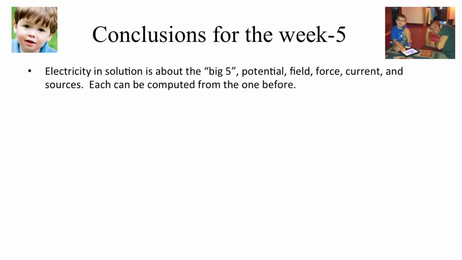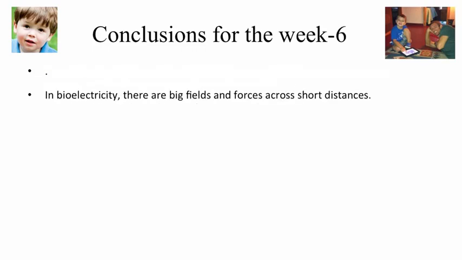In the most technically complex topic for the week, we talked about electricity in solutions in terms of the Big Five: potential, electric field, mechanical forces, current or current density, and sources. And we noted that each one can be computed from the others. So actually, if you know any one of them at every point in space, you can compute all of the rest. An amazing circle.